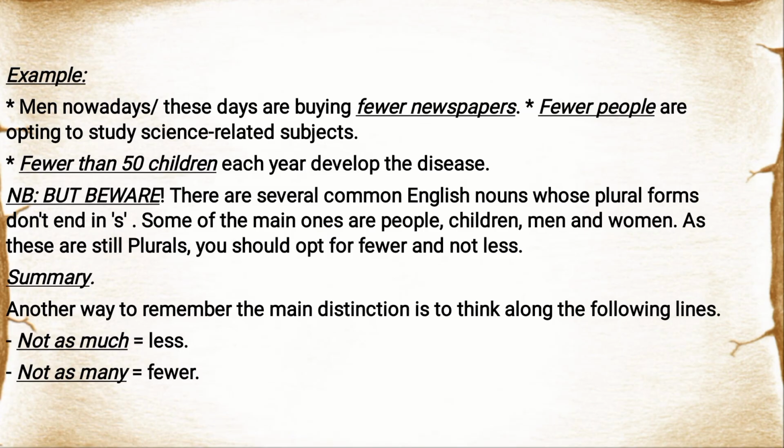NB, but beware. There are several common English nouns whose plural forms don't end in s. Some of the main ones are people, children, men, and women. As these are still plurals, you should opt for fewer and not less. Summary. Another way to remember the main distinction is to think along the following lines. Not as much equals less. Not as many equals fewer.